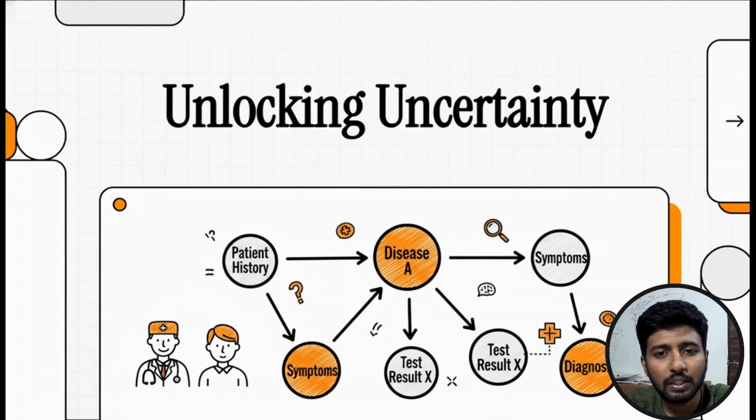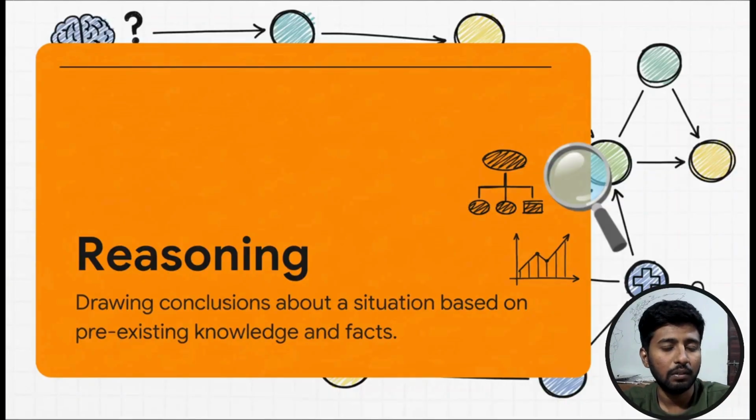And I'm going to present what is Bayesian network and what is Bayes theorem. So first we will talk about what is reasoning. Reasoning means drawing conclusions about a situation based on pre-existing knowledge and facts.